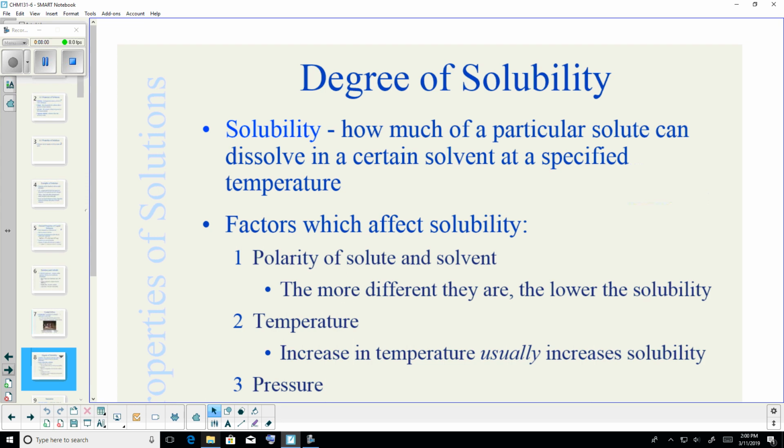So solutions, we talk about solubility. How much of a particular solute can dissolve in a certain solvent at a specified temperature? Okay, because it has to be at a certain temperature, because the solubility changes with temperature.